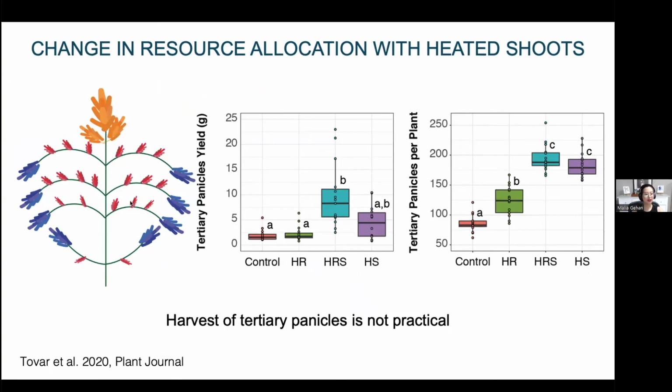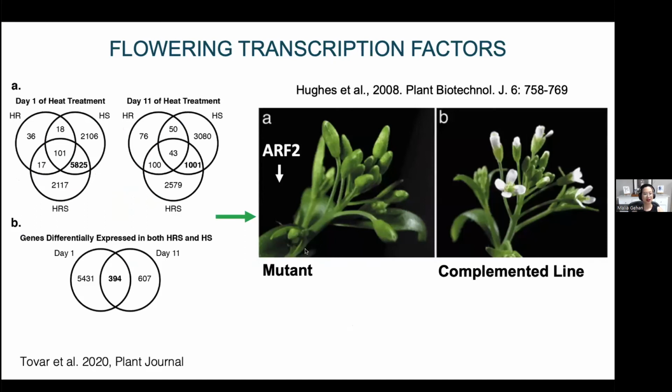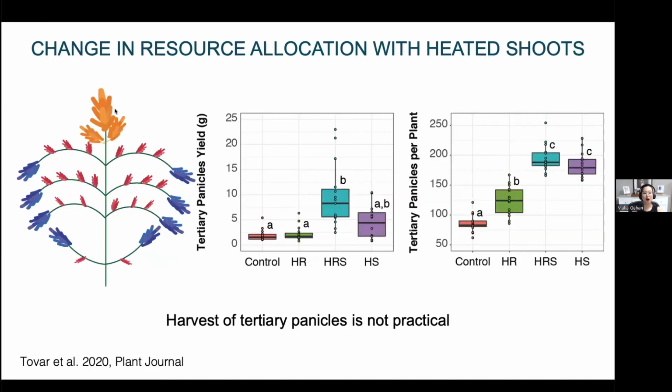But what was interesting is that there was actually an increase in both the number of tertiary panicles with the heated shoot treatments, as well as the yield of those tertiary panicles. So that's interesting. There's a change in resource allocation in any of the plants with heated shoots in comparison to even the control or heated root samples. Unfortunately, farmers don't wait until the tertiary panicles are mature to harvest. So this is not agronomically practical to increase yield under heat stress. We still have to figure out a way to increase the yield of those plants under heat.